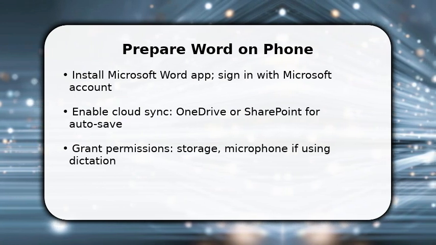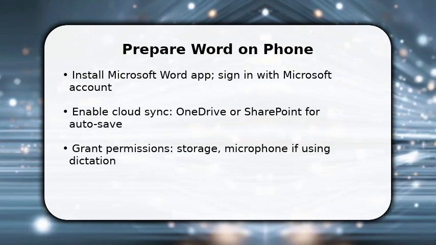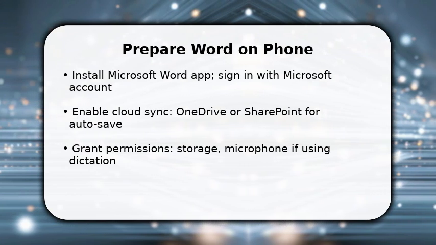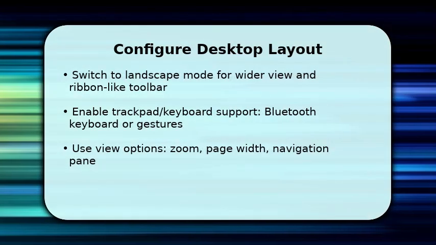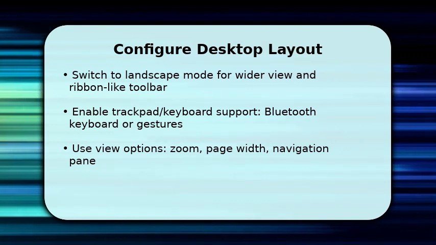Now that prerequisites are in place, open a document and follow the next steps to configure layout and editing for a desktop-like workflow. You should adapt the interface to mimic a computer. Rotate your phone to landscape to get a wider canvas and reveal more toolbar options.